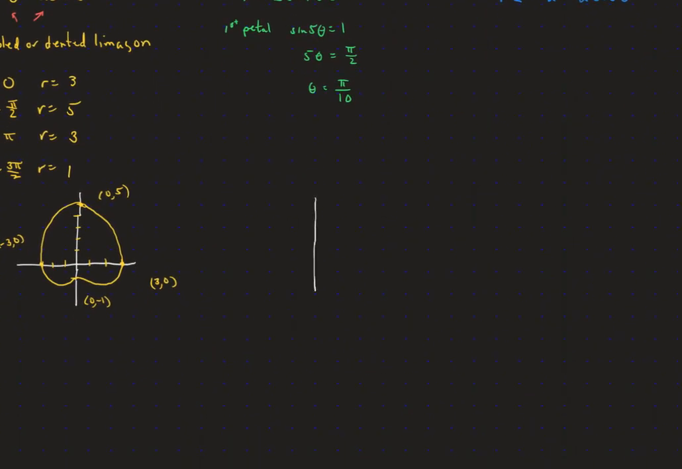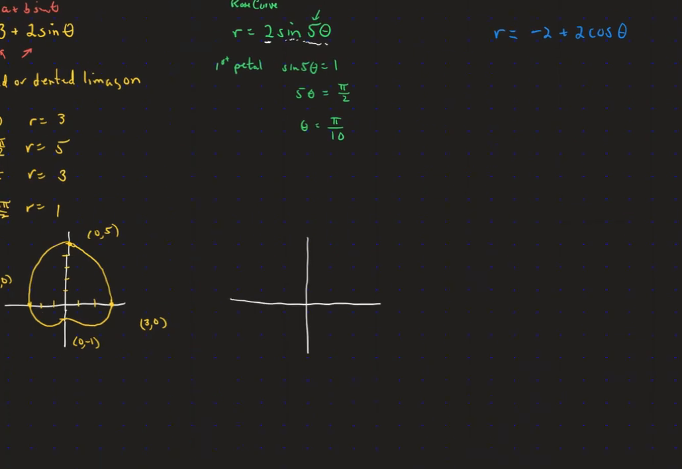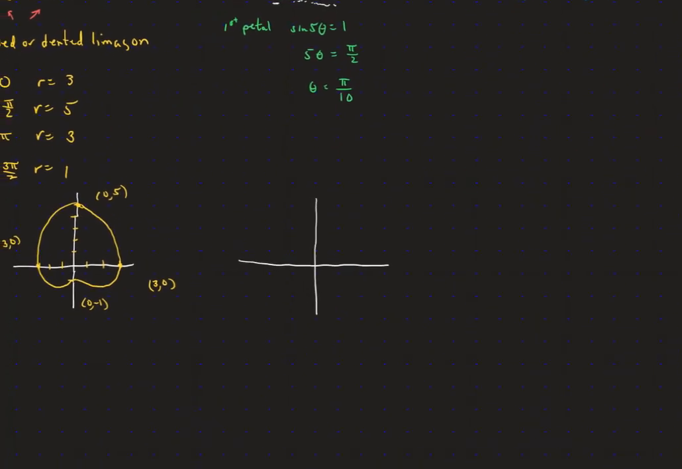So I'm going to draw our xy axis. Because our r here is 2, the biggest a sine can be is 1, so the biggest r can be is 2 times 1. So these petals, this curve, is going to lie on a circle of radius 2. So I'm going to say these are going to be 2. Now our first petal is going to be at pi over 10. So I'm going to come out here and label that theta equals pi over 10, and that's going to be the end of our first petal.